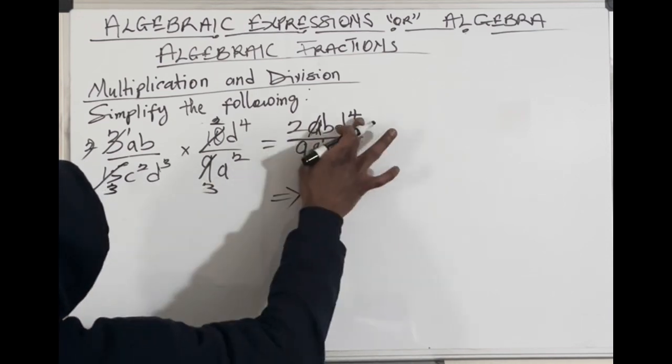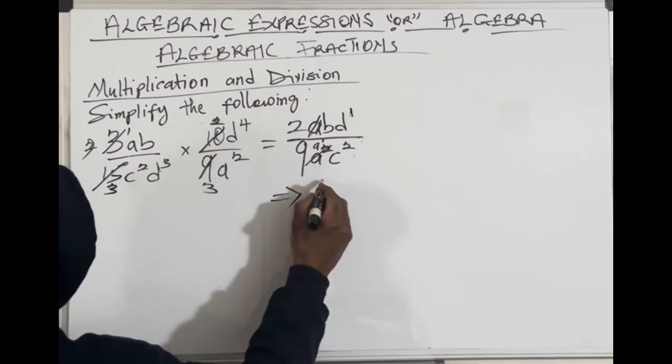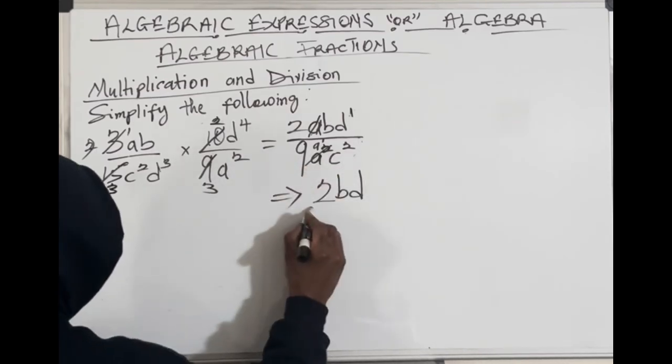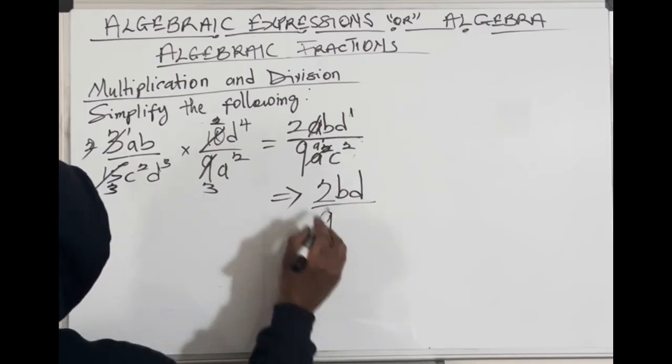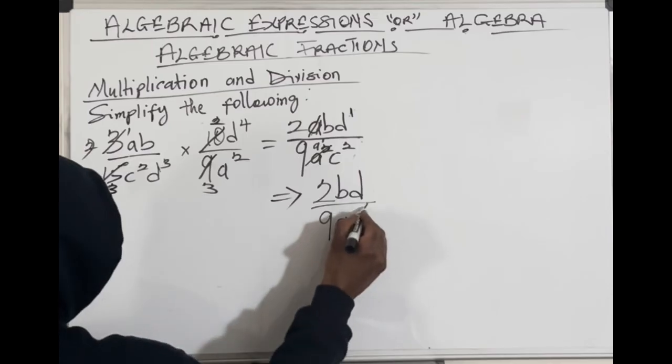Okay, and this will be D1, but we don't write it. So let's finalize it. So 2B D, we don't write a 1, okay? Over 9A, we don't write a 1. Just leave it. C squared.